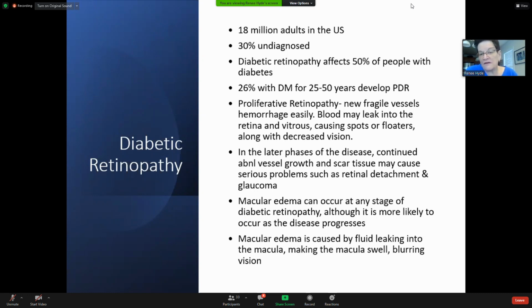One of the things that, as I said, you get that proliferative retinopathy, those fragile vessels, they hemorrhage very easily. That blood leaks into the retina, into the vitreous humor, and it causes spots or floaters. It also causes decreased vision. That macular edema can occur at any stage, though it's more likely to occur in that severe to proliferative stage. When they develop that macular edema, it blurs their vision.